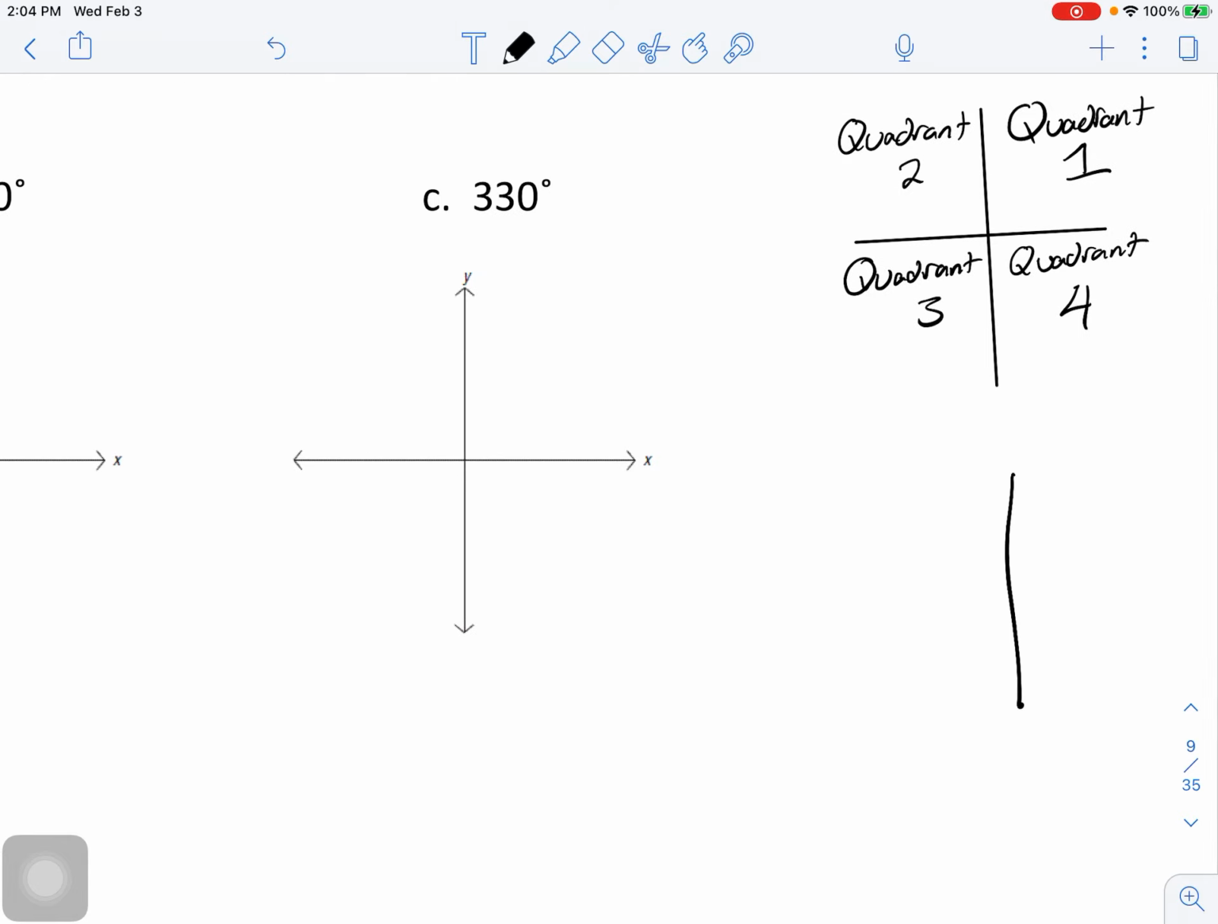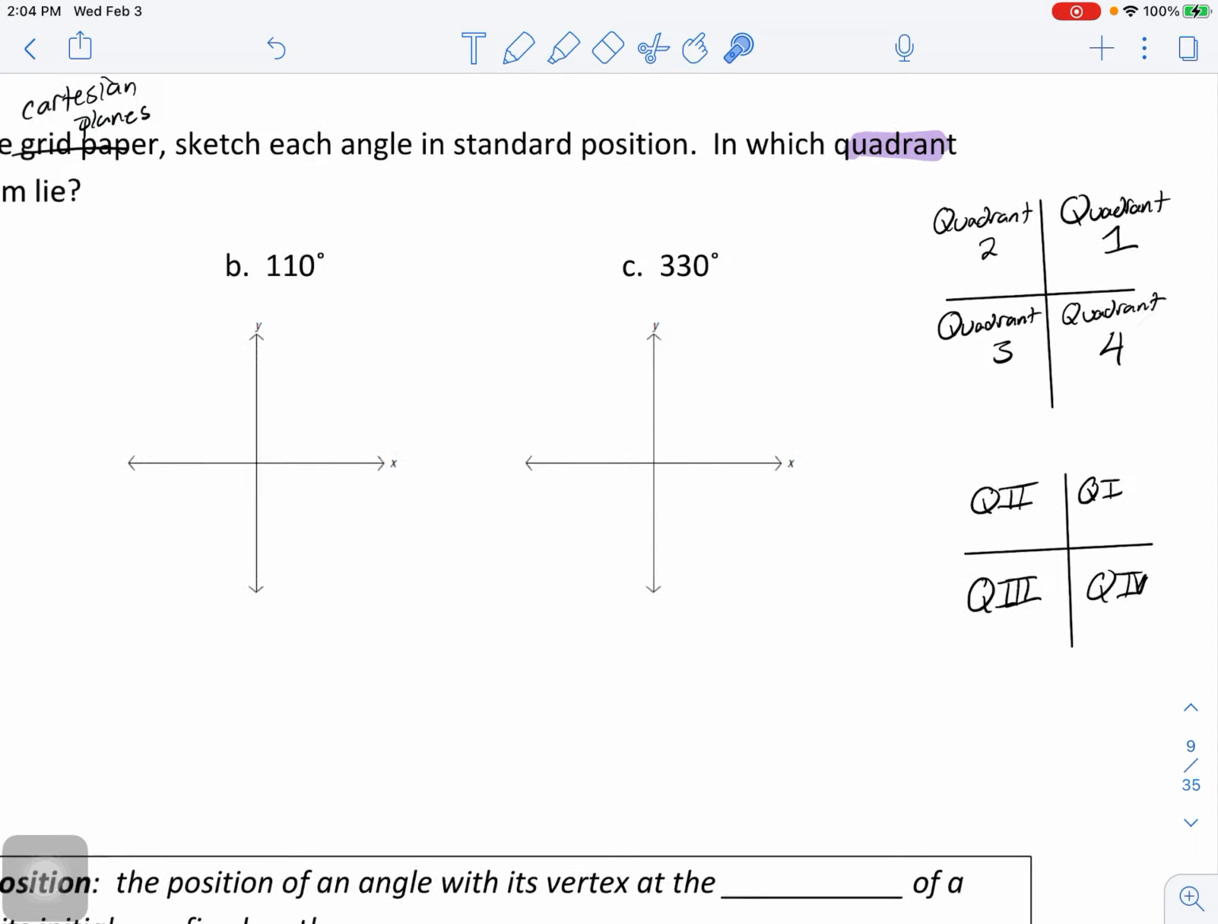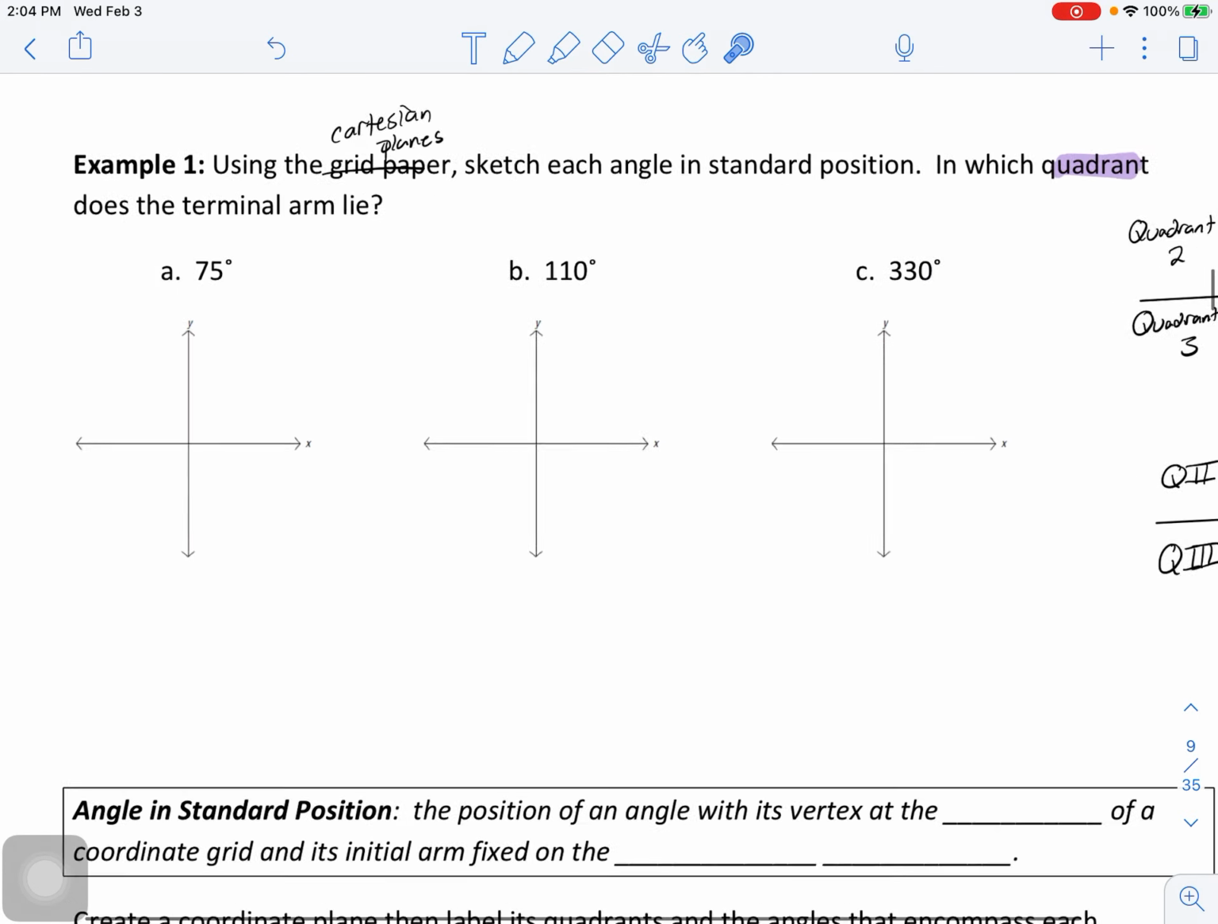Another way that you might see a textbook or something online note is they might say this is quadrant 1 and they use Roman numerals. This is quadrant 2, this is quadrant 3, and this is quadrant 4. Okay, so two different ways to represent the same thing. So now let's look here.